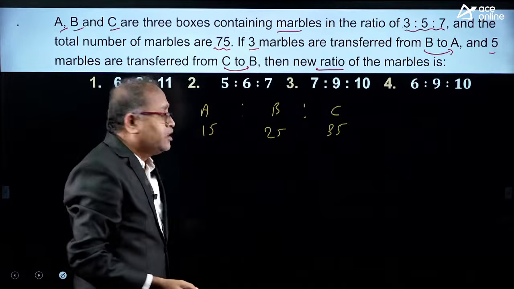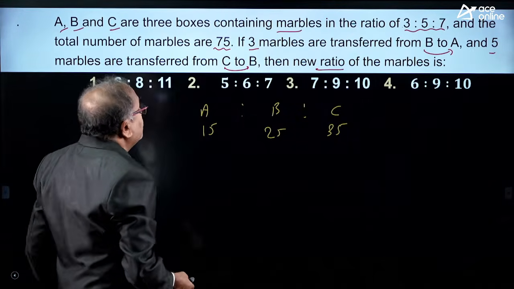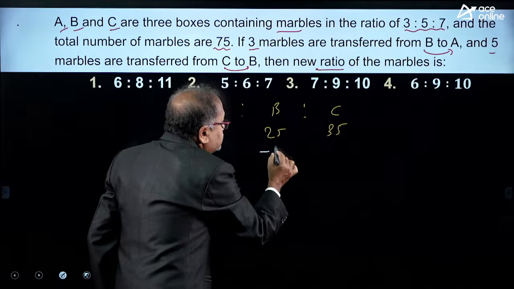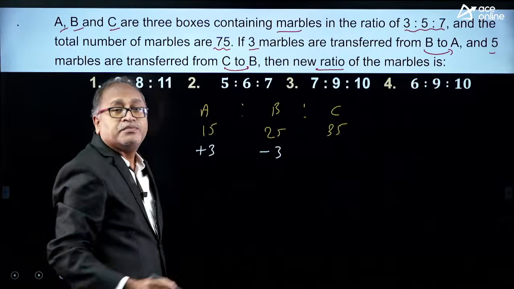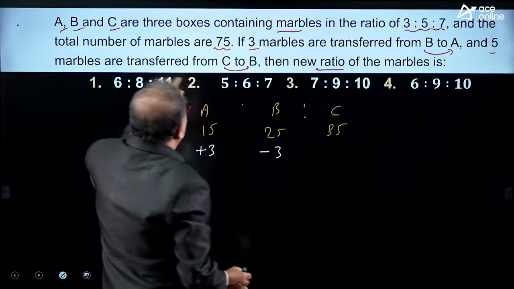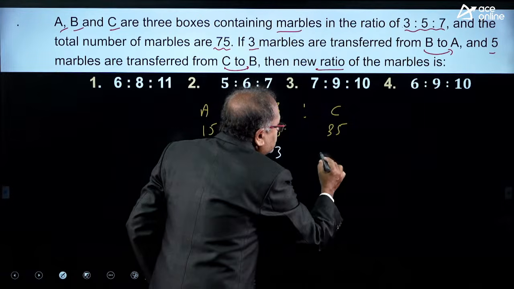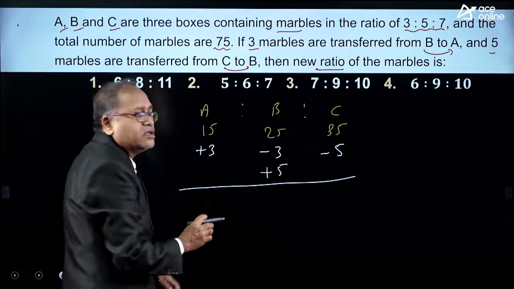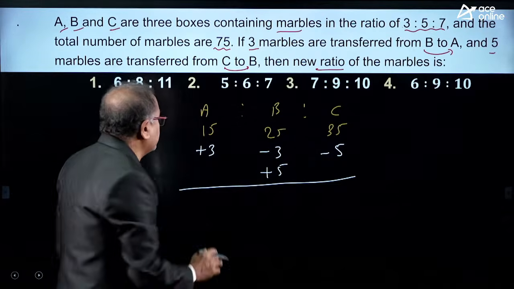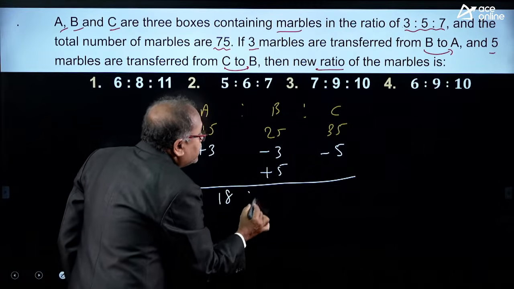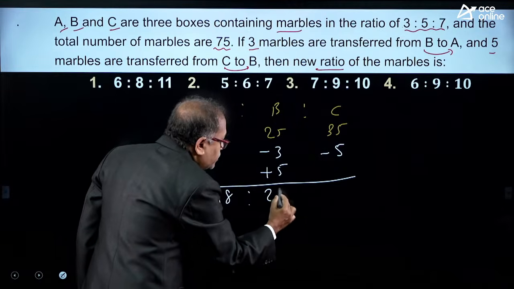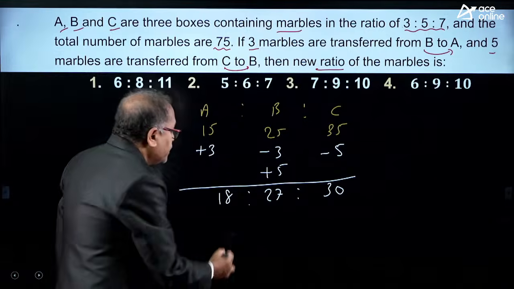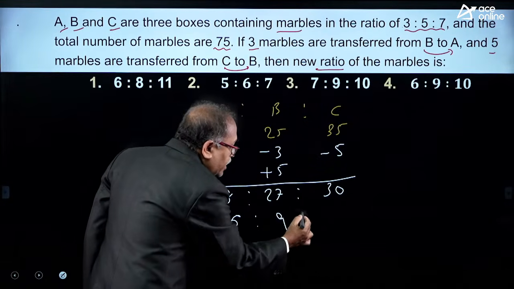This is my first writing, and whatever changes are done, I will make those changes. It is said that 3 marbles are transferred from B to A, so minus 3 over here and plus 3 over here. Okay, the next 5 marbles are transferred from C to B, so here C minus 5 and B plus 5. As I said, this is a very fundamental question. So I got 18 over here, and here I get plus 2, that is 27, and here I get 30. I notice all numbers are divisible by 3. So 6 times, 9 times and 10 times.